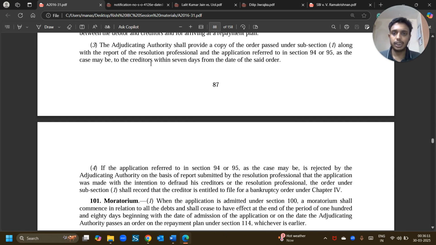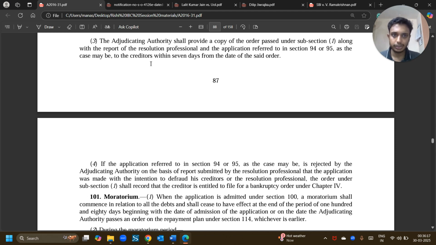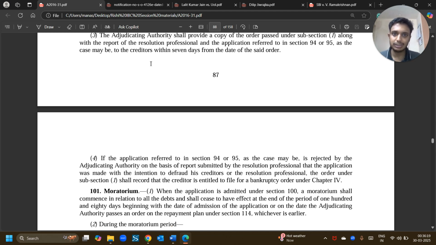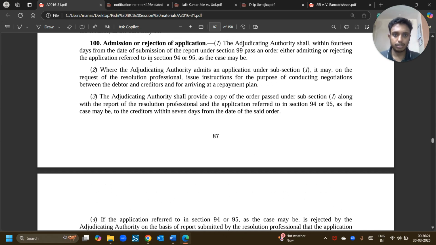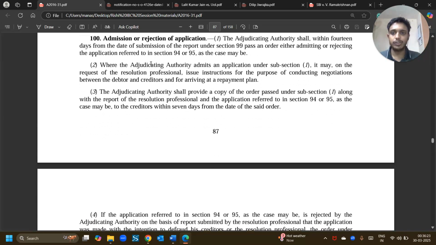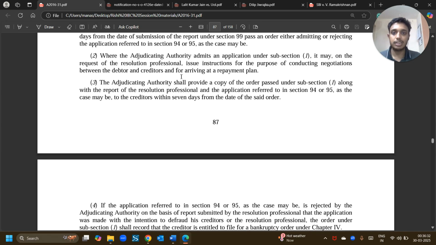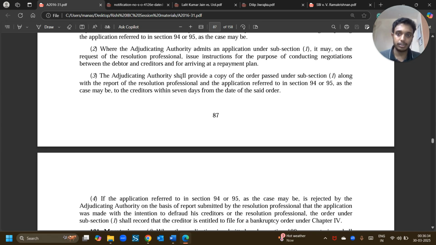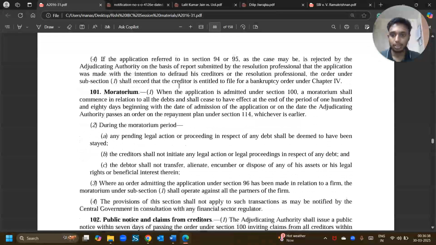Subsection 3 then goes on to say, the adjudicating authority shall provide a copy of the order passed under subsection 1 along with the report of the RP and the application under 94 and 95 to the creditors within 7 days from the date of the order, right? So whenever the NCLT has either admitted or rejected it, within 7 days, that order copy along with these other documents, including the RP report as well as the application by the debtor or the creditor, will have to be provided to the creditors.